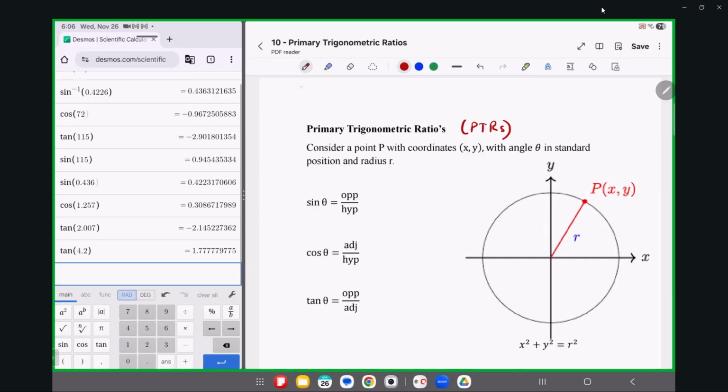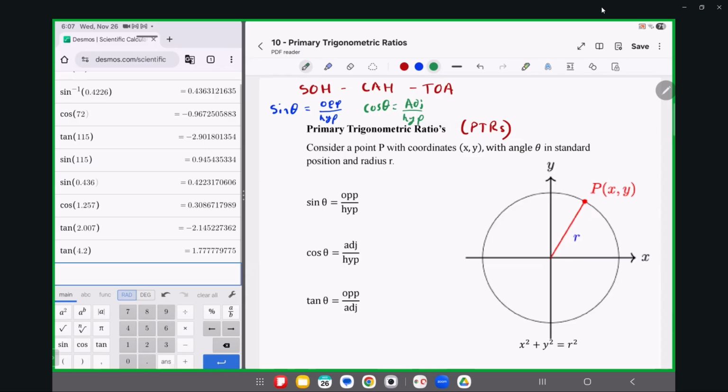So SOH means sine, usually sine of some angle. It could be sine of A, sine of B. Well, we use sine of theta because it's a typical unknown angle. Sine theta is equal to opposite over the hypotenuse. CAH is going to be cosine of theta is equal to the adjacent over the hypotenuse.